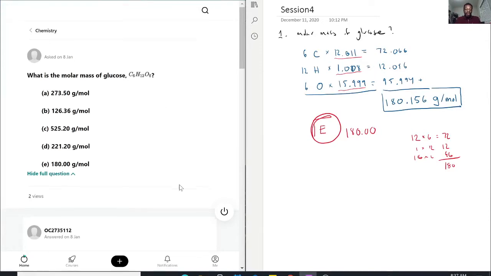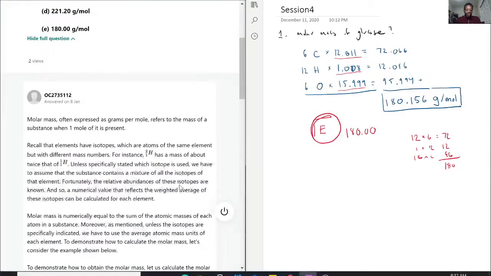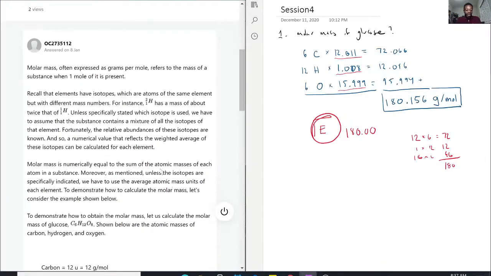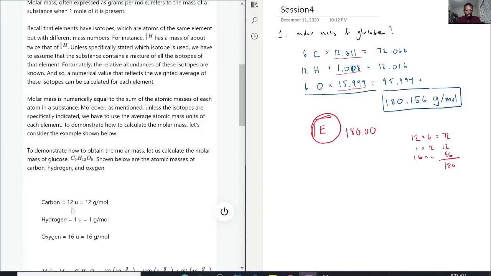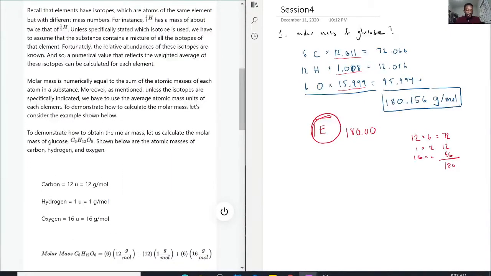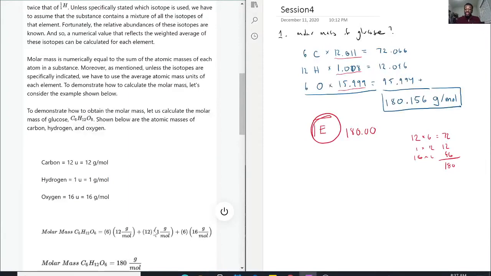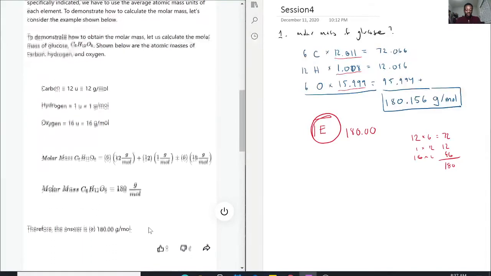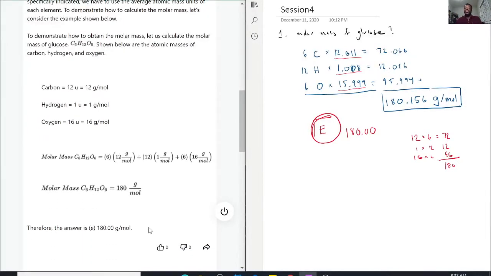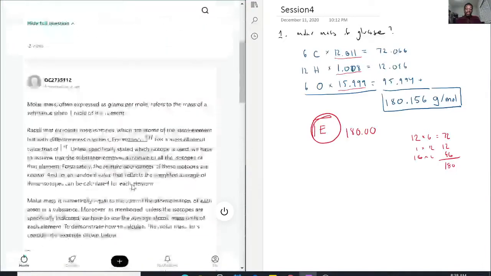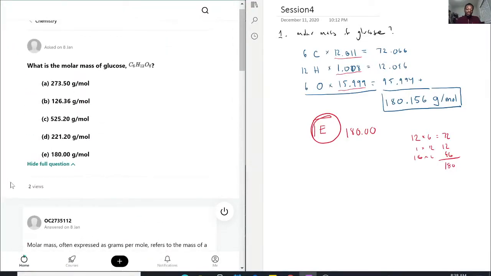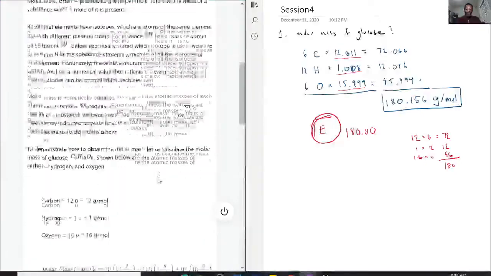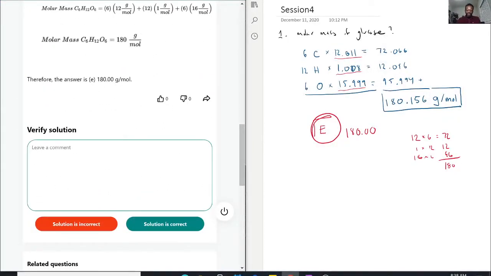But let's see how our professional solved it. They said carbon was 12 units, hydrogen was 1, oxygen 16, and they multiplied the constituents like we did up here, and that's how they got 180 grams per mole. So once again, I do stress it's important to go through the periodic table and be consistent in the one you've selected, because for these type of questions, even though you may not get exactly the answer, you should always fall really close to the correct one based on the periodic table you're using.